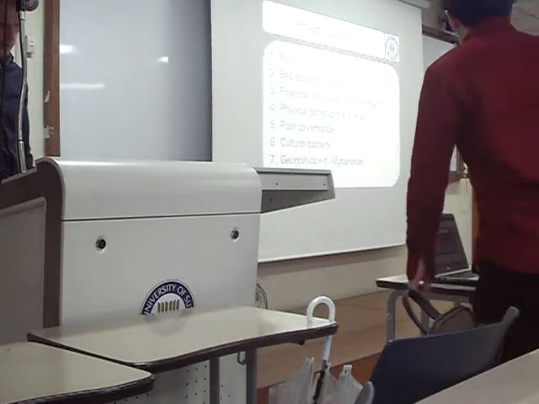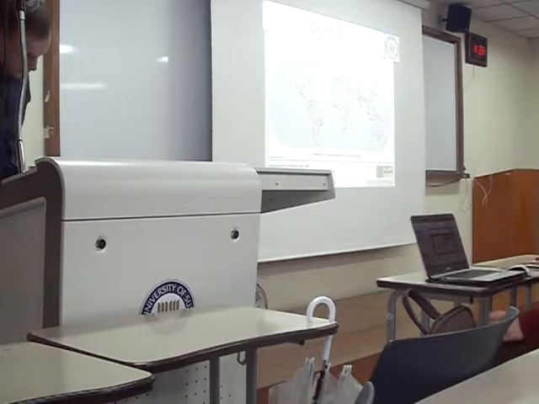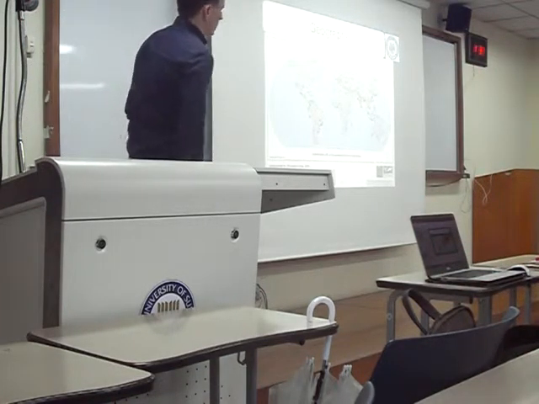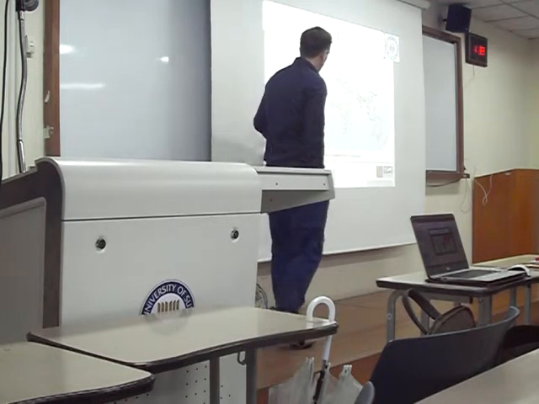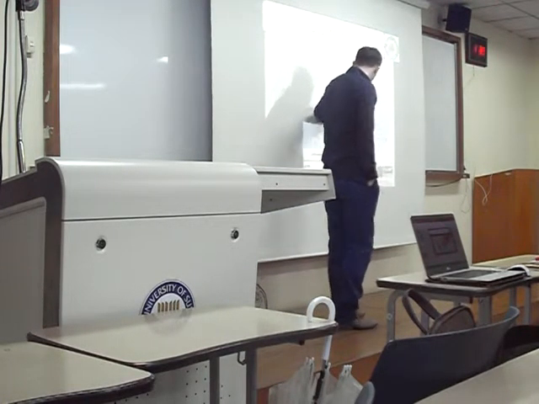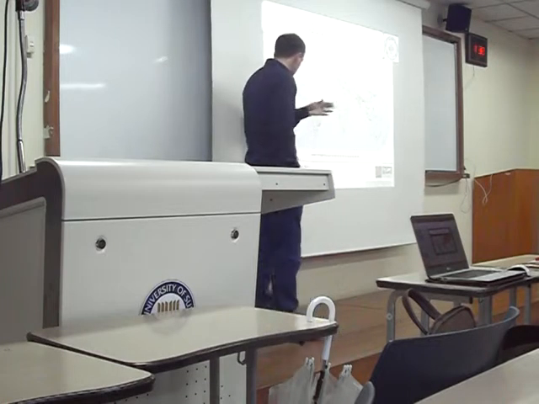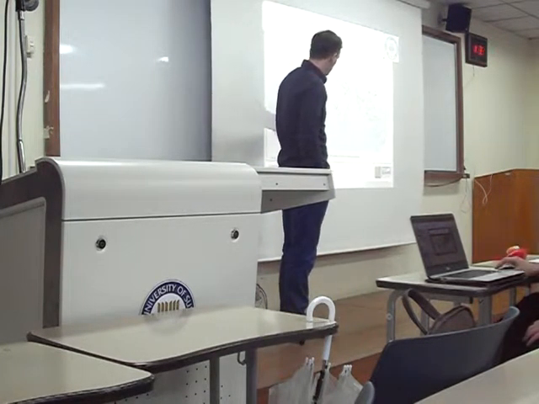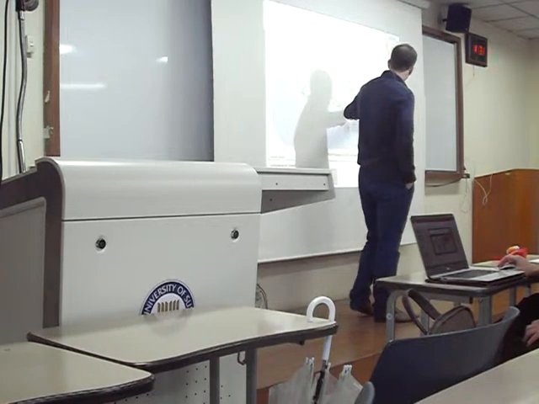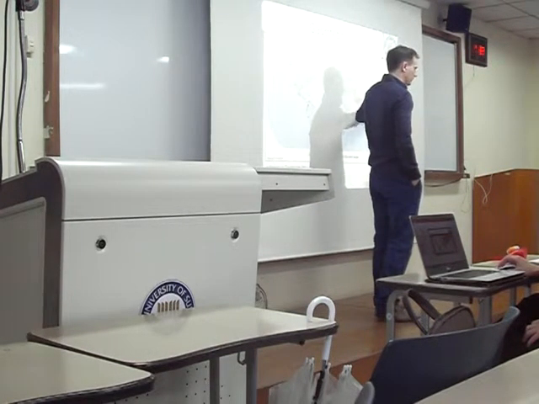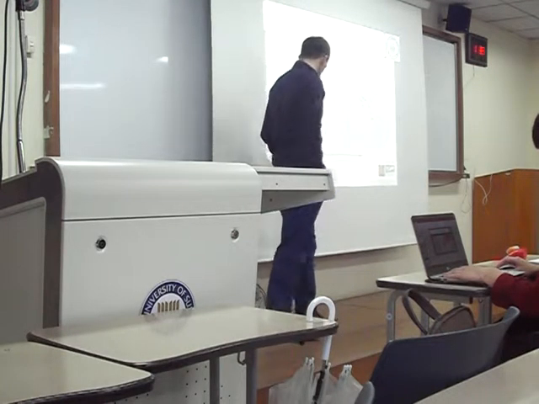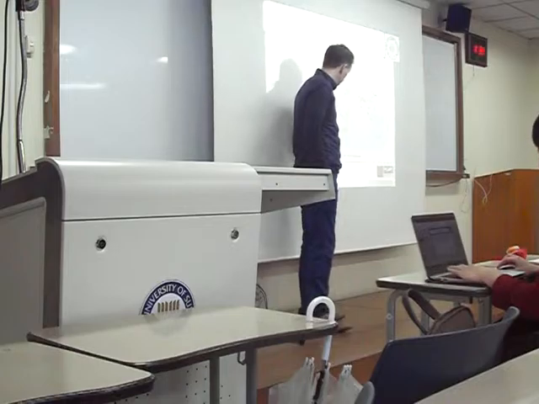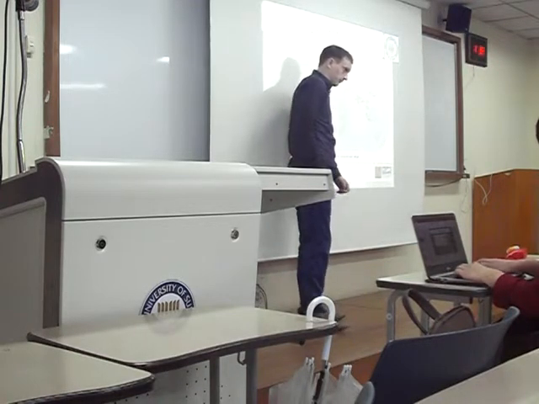Let's start with geography. So here is the map of the world, and we have different settlements here. Yellow triangle is 500,000 to 1 million. So where is Korea? Korea is a yellow triangle, right? Red triangle, 1 to 5 million. Brown triangle, over 5 million.